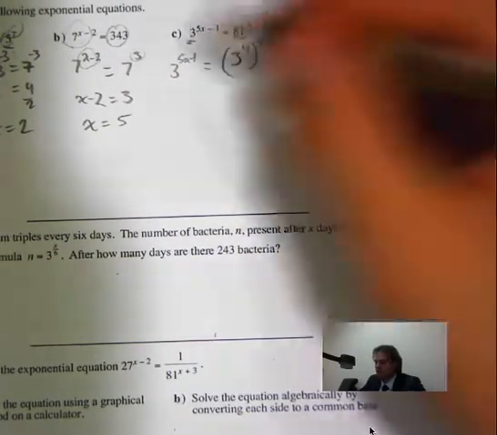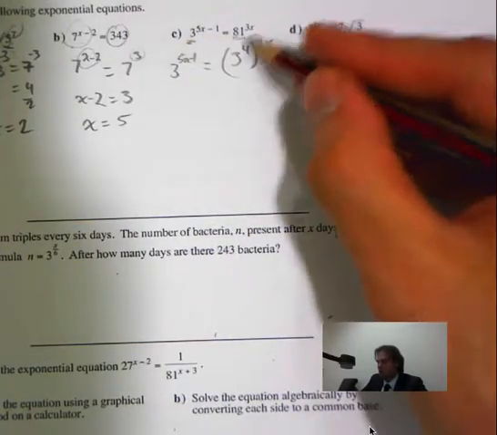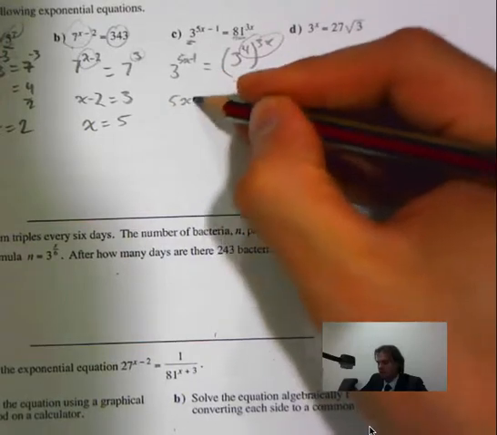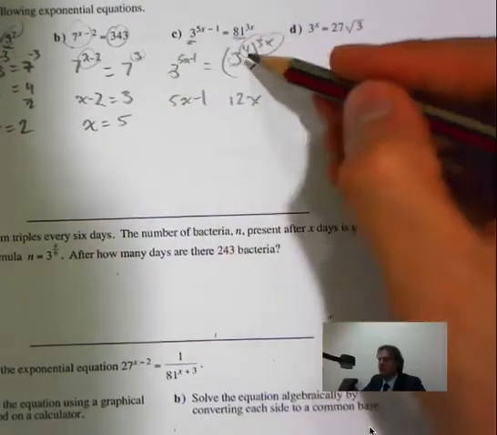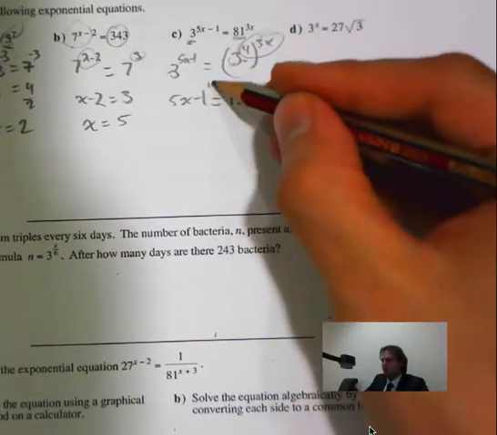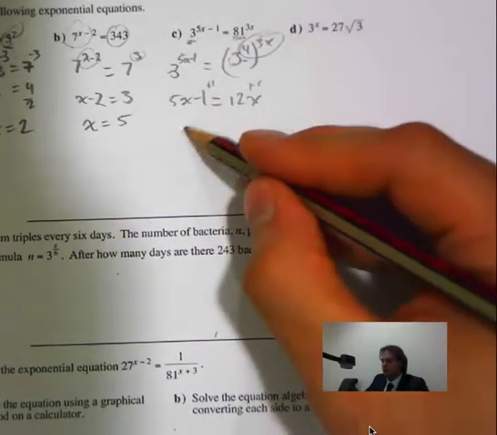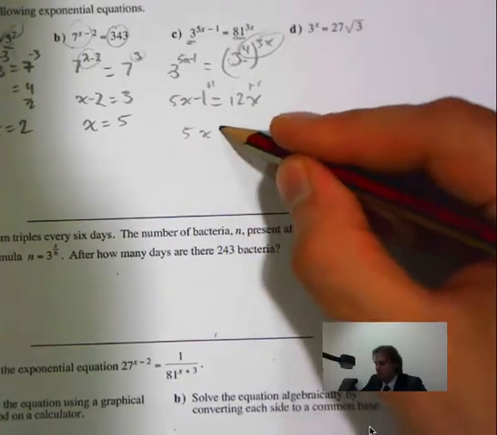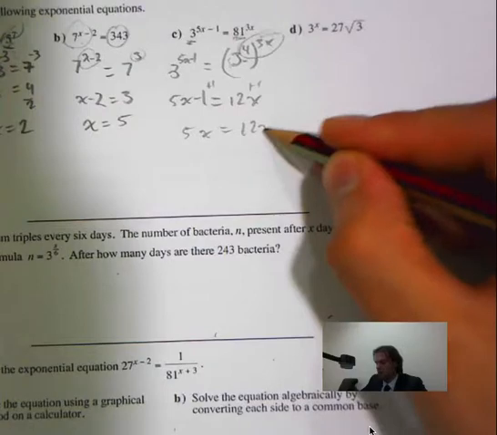Okay? So I look at this. Well, that's the same as 12x. And this is 5x minus 1. Because now when I'm on the same base, I could just look at my exponents. And we solve. I'm going to add 1 to both sides, and I'm going to get 5x is equal to 12x plus 1.